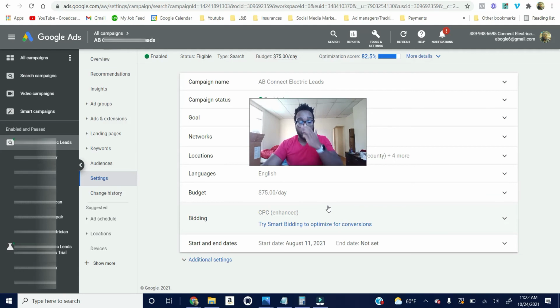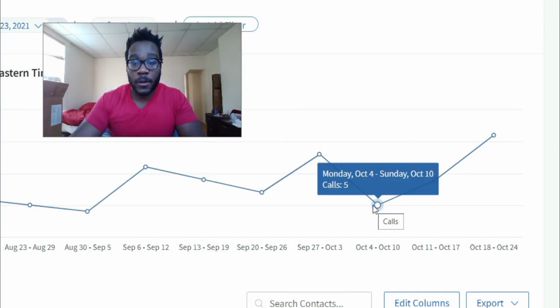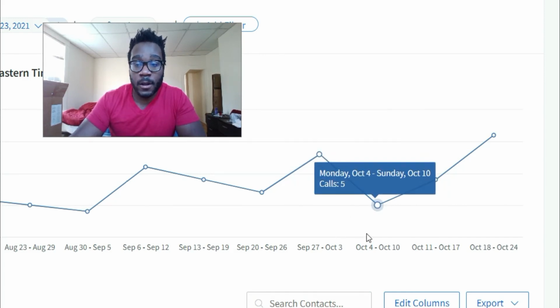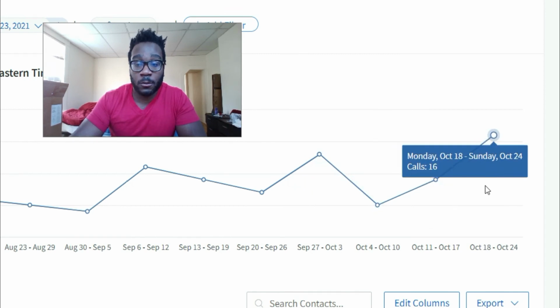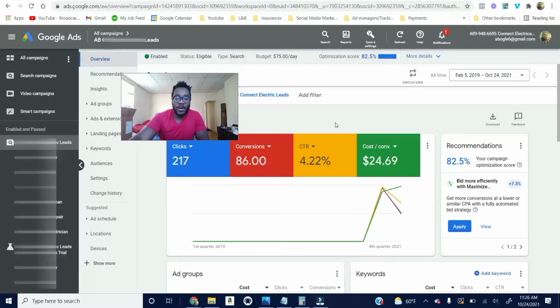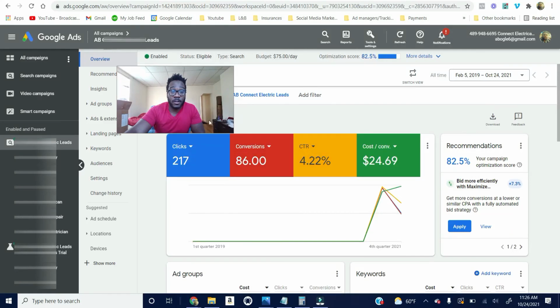And lastly, when it comes to the bidding, I'm using enhanced CPC so far for this campaign. I have tried to use Google automated bidding, but it didn't really work. If you can see the dip here, that's because I tried to use Google automated bidding and it wasn't really working out for the client. They weren't getting the call volume that we were experiencing before. But once I turned it off, we could see the calls starting to come back up again. So these are the type of results that you can get with Google Ads.